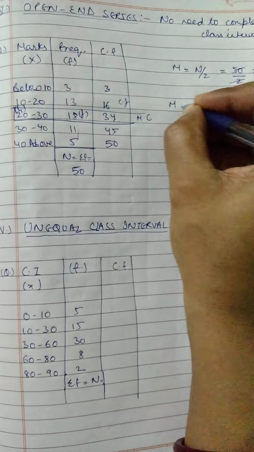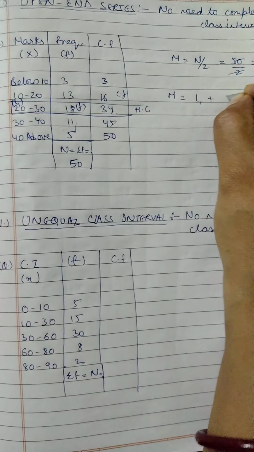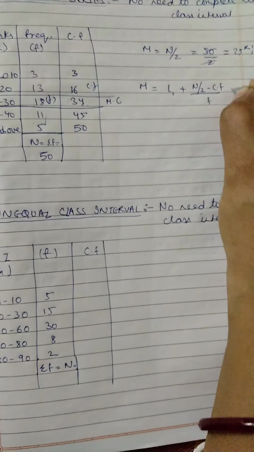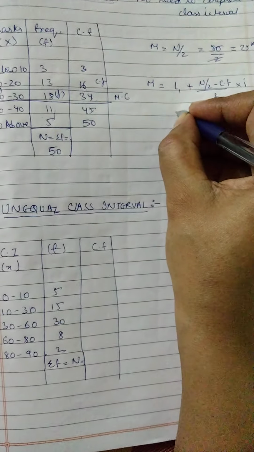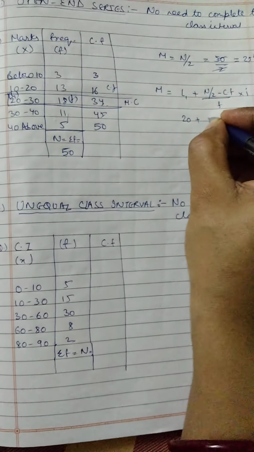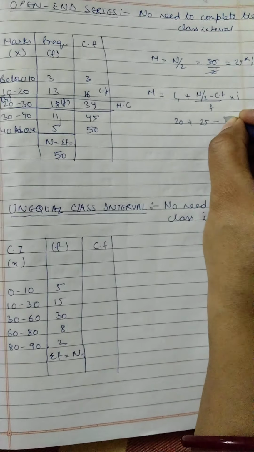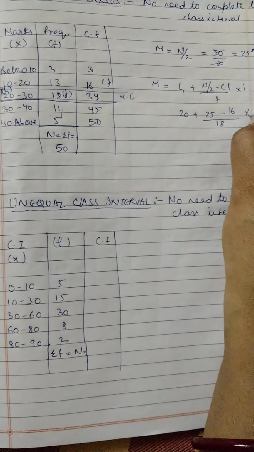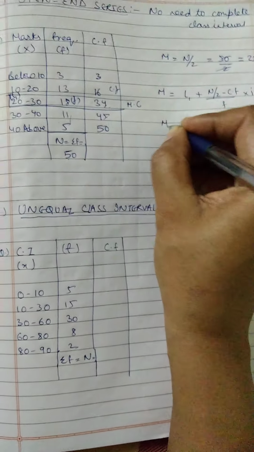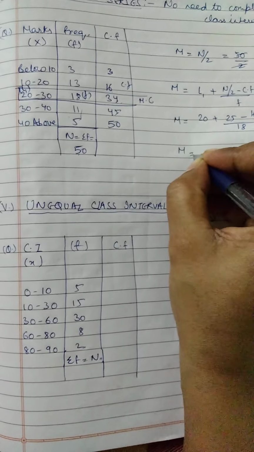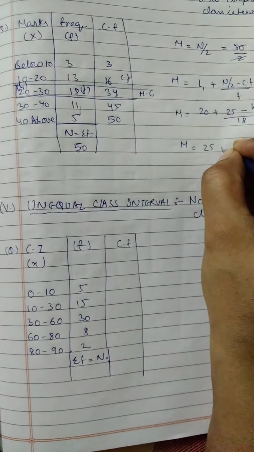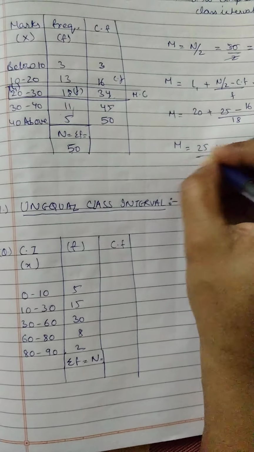Now write down the big formula. M is equal to L1 plus (N by 2 minus CF) divided by F into I. So L1 over here is 20, plus N by 2 is 25, minus CF is 16, divided by F is 18, into I, which is 10. So I am writing this. When I am calculating, my calculation is 25 marks. So this is my answer.